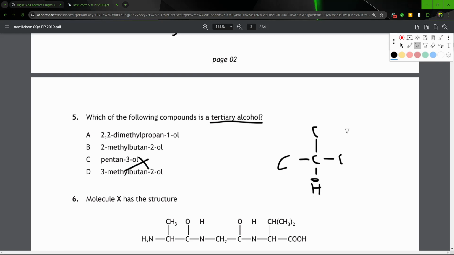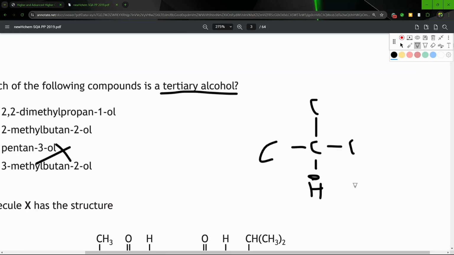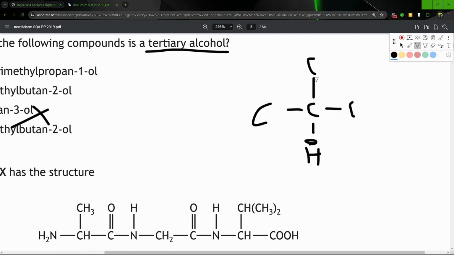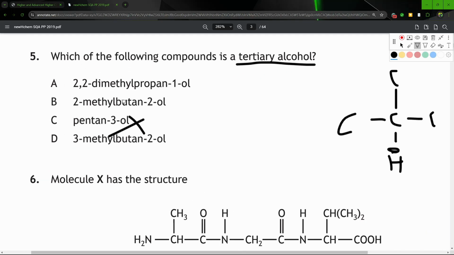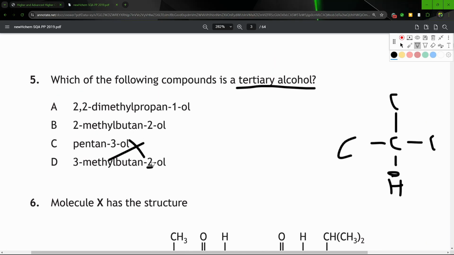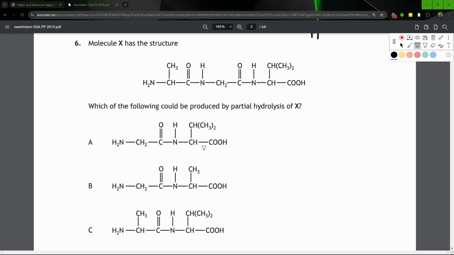But remember, if it is a branched chain, the hydroxyl group will have to be on the same carbon as the branch. So we're looking for something that has its hydroxyl number the same as its branch number. If we look here, that's 1, that's 2, that's garbage. That's 3, that's 2, that's garbage. Oh, B, its branch is the same as its hydroxyl. And if you want, you can draw out all the structures for yourself, but that's the easier way to do it. And we'll move on to question 6.